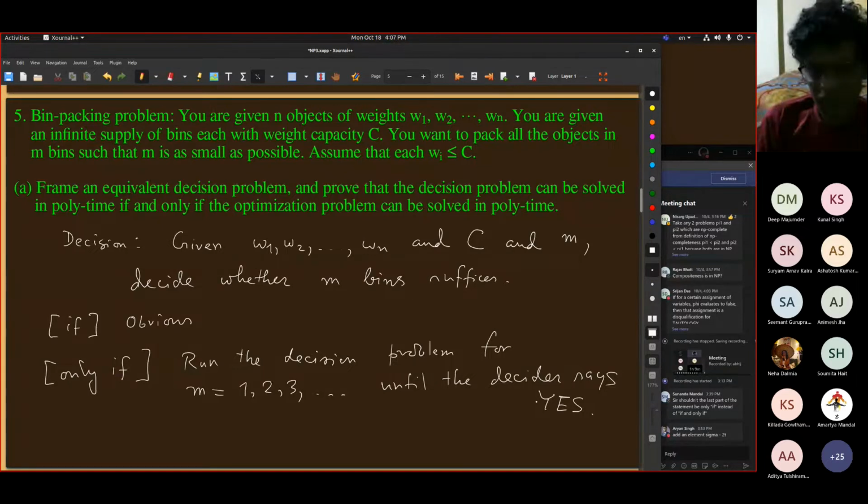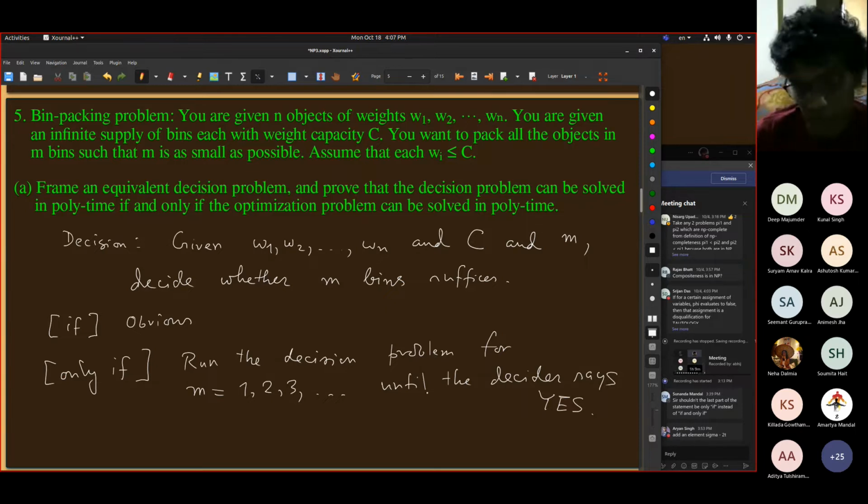Yes or no? So one bin suffices, you ask the decider. One bin suffices, it says no. Two bins suffice, decider says no. Three bins suffice, now let's say that the decider says yes. So then you know that 3 is the smallest m, and that is the solution of the optimization problem.